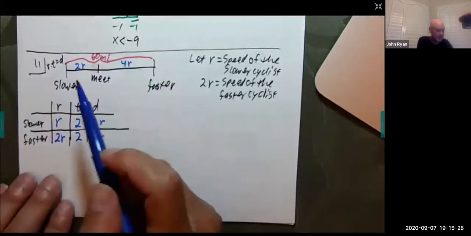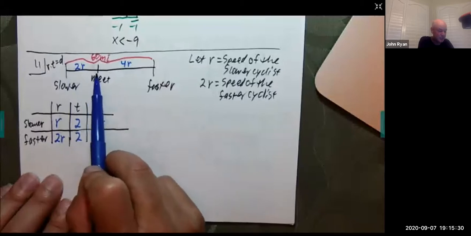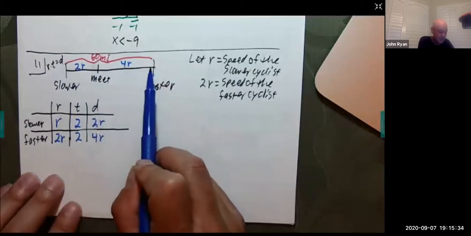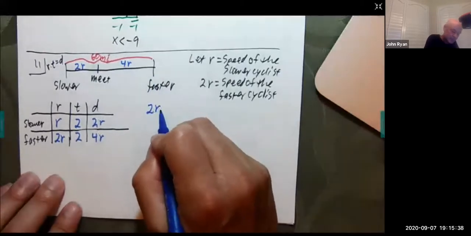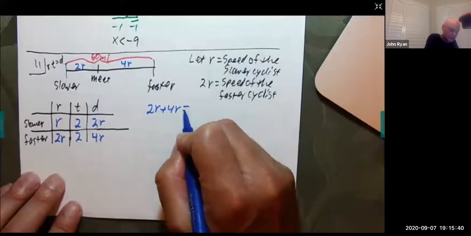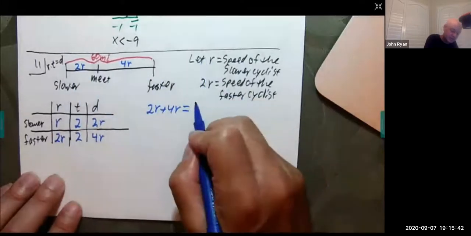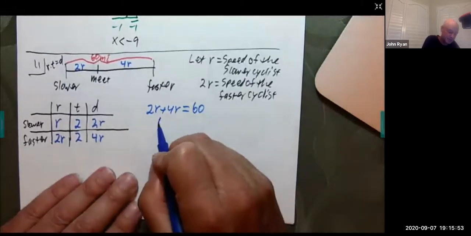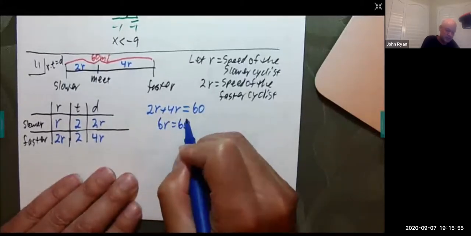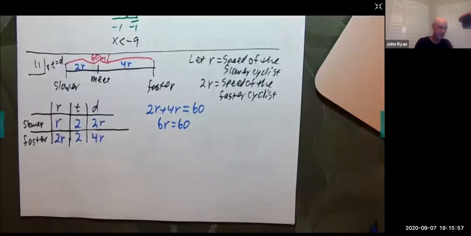Now, you can see if I take the distance, 2r, that the slower cyclist went, and I add that to the distance that the faster cyclist went, 4r, that should be a total of 60 miles. There's my equation. Now to solve this equation, I'm going to combine my like terms and then solve for r.